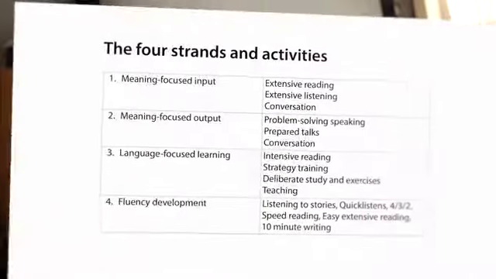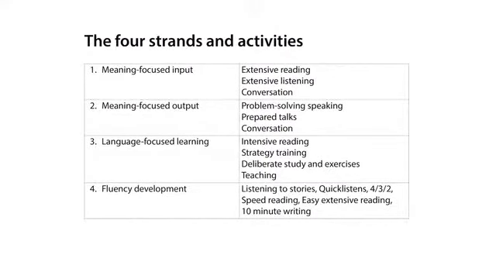The meaning-focused output strand involves the skills of speaking and writing. The kinds of activities which are done for speaking involve problem-solving role plays, ranking activities, discussion activities, where the learners use the language for real communication. It's hard to distinguish meaning-focused output activities involving speaking from meaning-focused input, because meaning-focused input and meaning-focused output are mixed when we have pair work or group work which involves speaking.